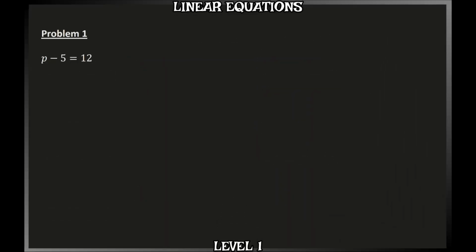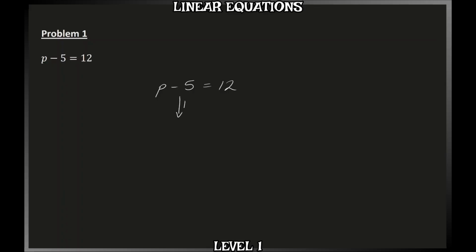In problem 1, we're solving the equation p minus 5 is equal to 12. And this means we need to find the value of p by removing everything from the left-hand side of the equation. Now on the left, we've got a minus 5, and the inverse of minus 5 is plus 5.